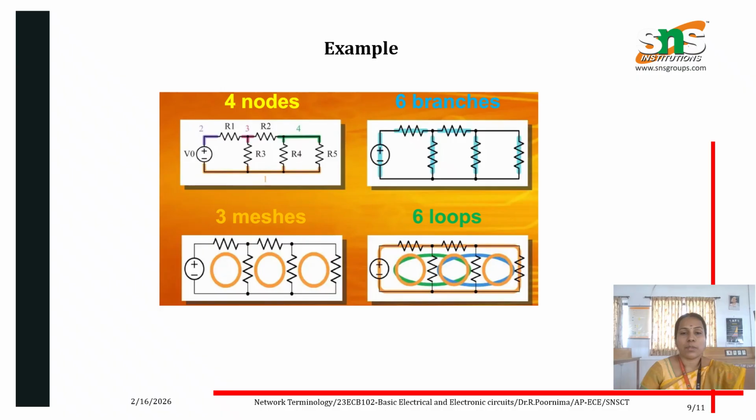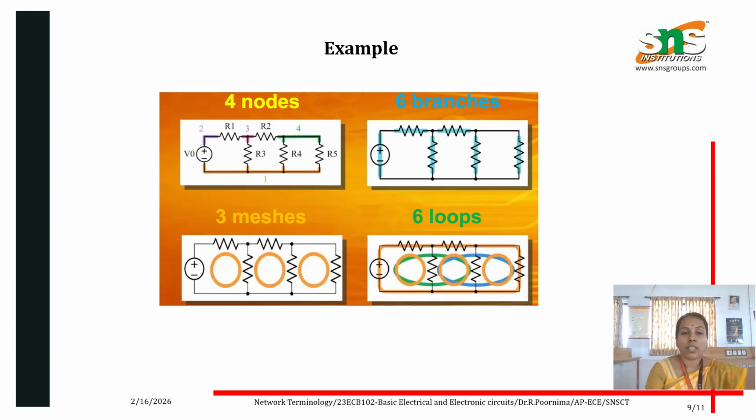And another example for network terminology. The first diagram consists of a voltage source and resistances R1 to R5. The nodes are numbered as 1, 2, 3 and 4. The fourth node is common to R4 and R5. There is no other branch connected in between. So this consists of 4 nodes. And the second diagram consists of 6 branches, so totally 5 resistors and 1 voltage source.